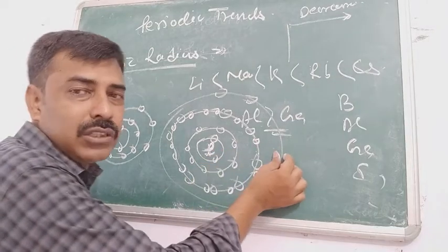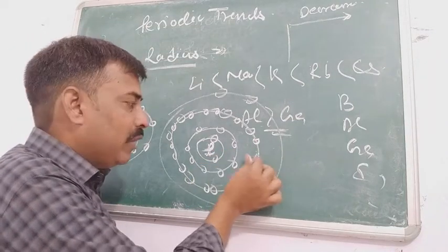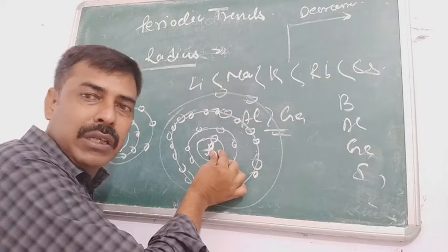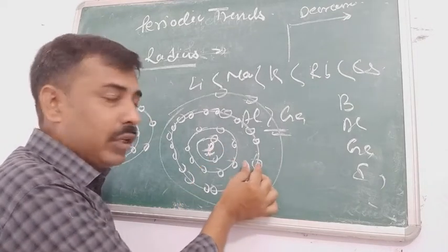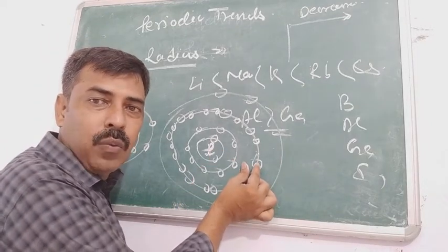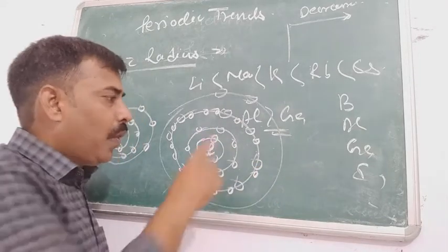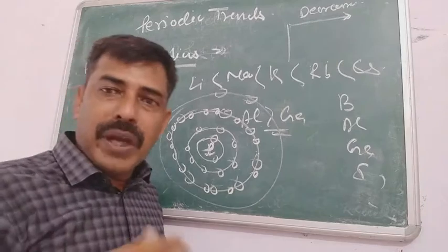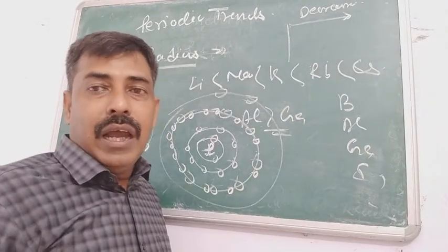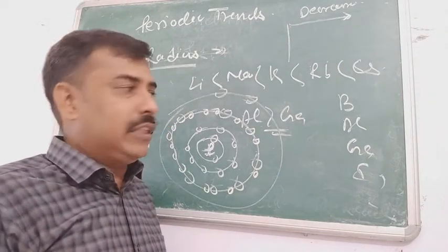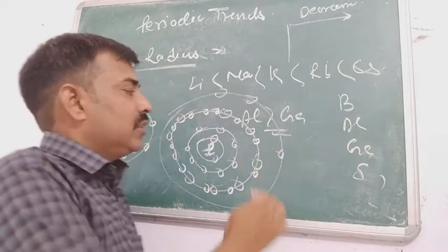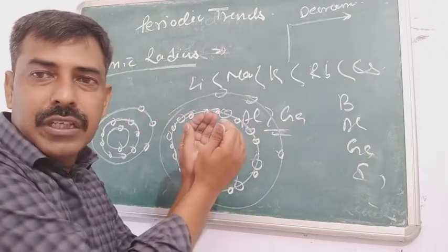If the electron was in the valence shell, there was 1, 2, 3 shielding, 3 screening effect. But when the electron enters the 3d, what happens? There are only 1 and 2 shielding effect. So for these electrons, the effective nuclear charge increases and the effective shielding effect decreases. And because of that, the size of the inner shell decreases.